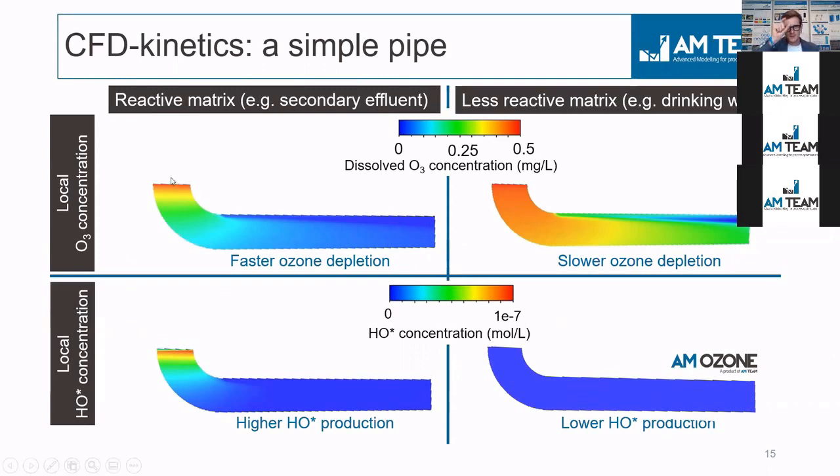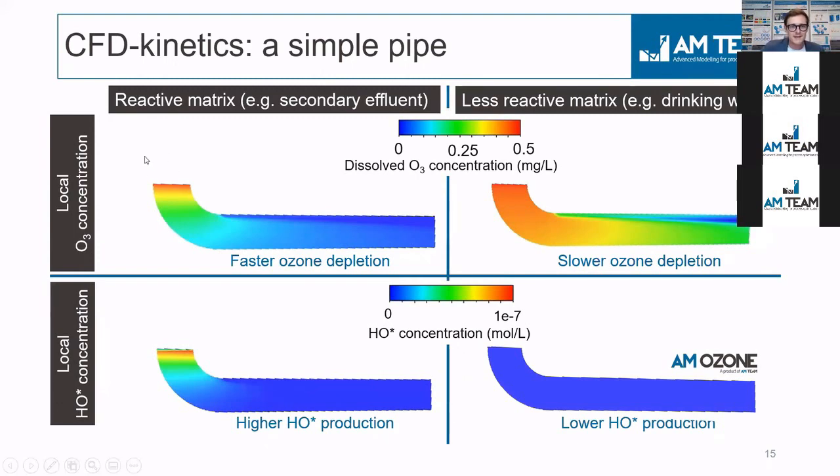What you see here is a simple pipe. Ozone is dosed at the start, and it flows out to the right. It's four times the same pipe. But what we visualize at the left is secondary effluent, let's say a very reactive matrix, and a less reactive matrix at the right, which is, for example, drinking water or surface water. The top row shows the local ozone concentration, and the bottom row shows the hydroxyl radical concentration locally in this pipe. So this is a computational fluid dynamics simulation. To be sure, it's a 3D pipe.